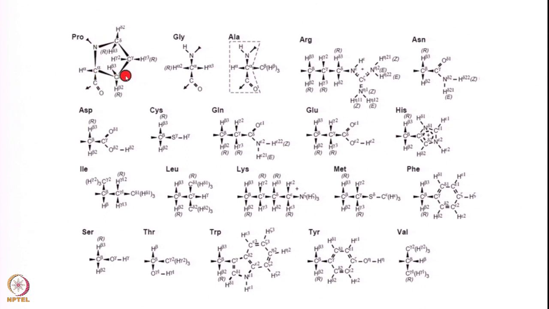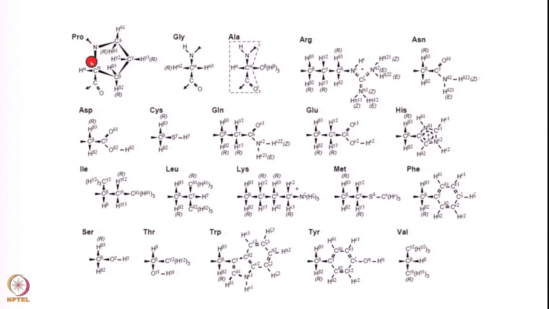You have the C beta here, this is the methylene group. So this is H beta 1 and H beta 2, there are 2. And then you have the C gamma. This C gamma has again 2 protons there, H gamma, and then you have the C delta, once again they have 2 protons there. Okay, and this joins the nitrogen.